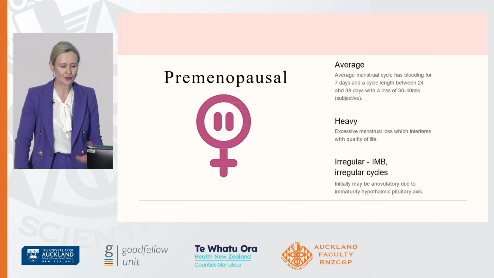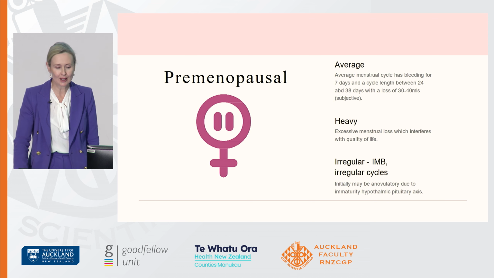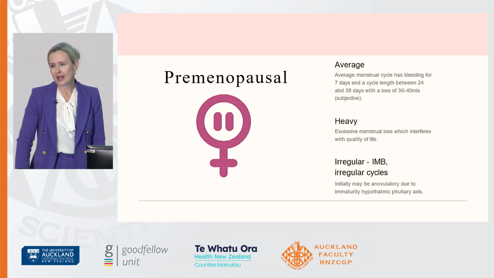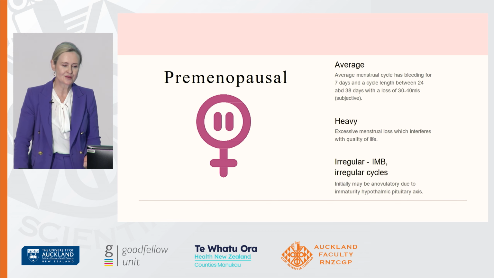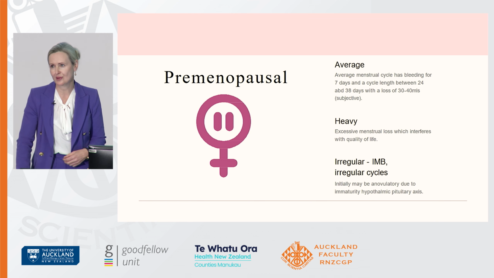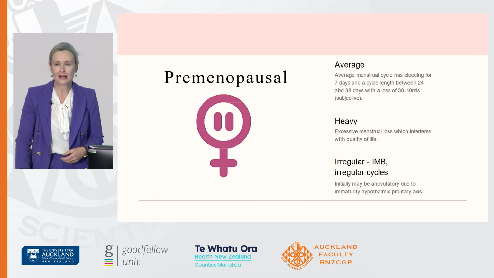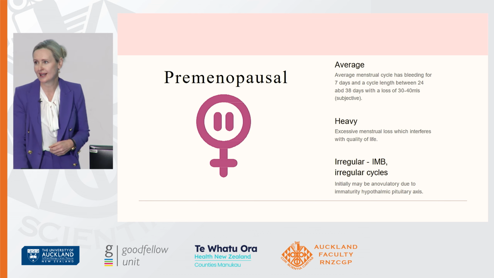Premenopausal is defined as heavy and irregular bleeding. Heavy is a little bit more subjective, but an average menstrual cycle has bleeding for 7 days with a cycle length between 24 and 38 days with a loss of 30 to 40 mls. Irregular is more objective, and this includes intermenstrual bleeding and irregular cycles. It's important to note that initially when menstruation starts, the anovulatory cycles are due to the immaturity of the hypothalamic pituitary axis and are normal.